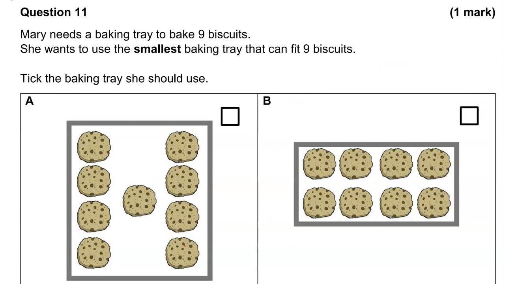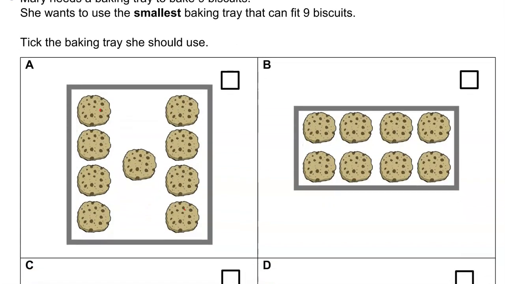Mary needs a baking tray to bake 9 biscuits. She wants to use the smallest baking tray that can fit 9 biscuits. Tick the baking tray she should use. So looking at tray A, 1, 2, 3, 4, 5, 6, 7, 8, 9. So 9 biscuits can fit in there, and even more actually.